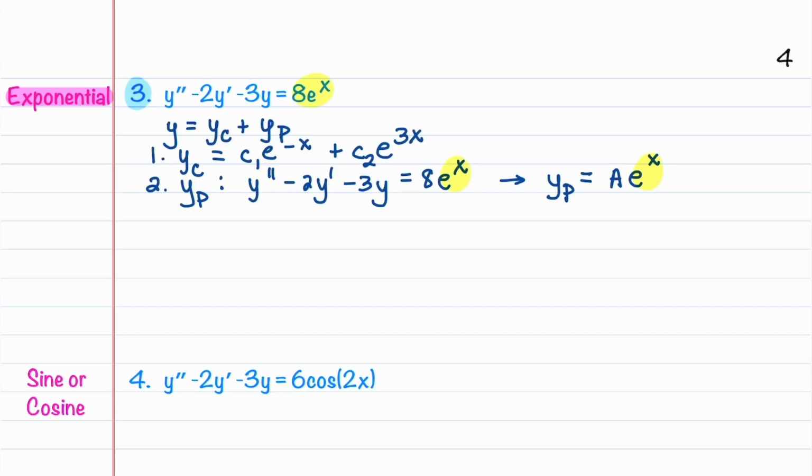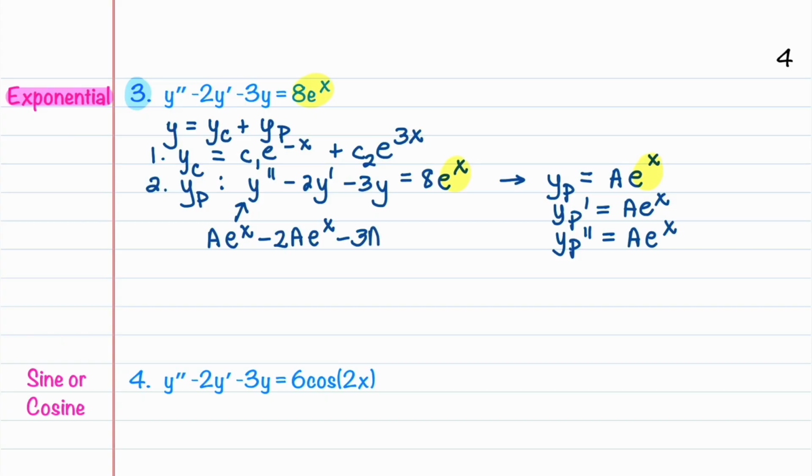Now let's substitute this expression, a e to the x, back into our non-homogeneous equation. Our first derivative is going to be a e to the x, and then our second derivative is also a e to the x. This gives us a e to the x minus 2a e to the x minus 3a e to the x is equal to 8e to the x.